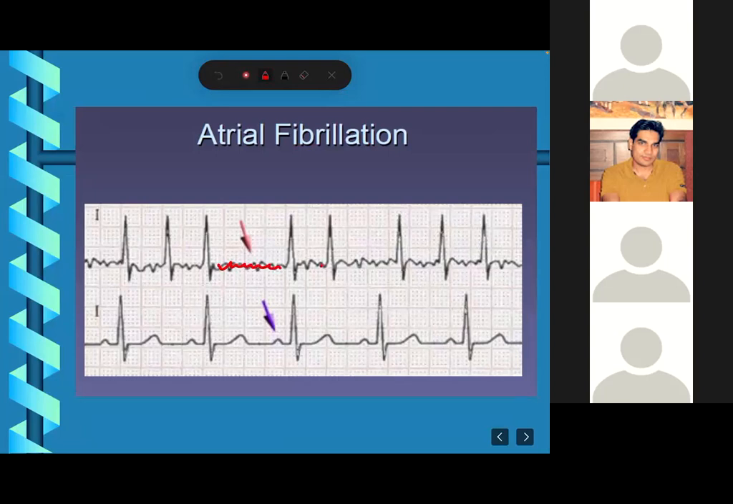Here the P wave is present, but this is atrial fibrillation with fibrillation. In this ECG, a normal P wave is present. This is not atrial fibrillation. The above one is the atrial fibrillation.